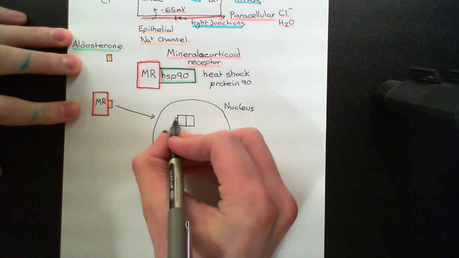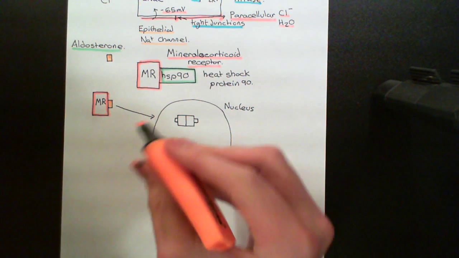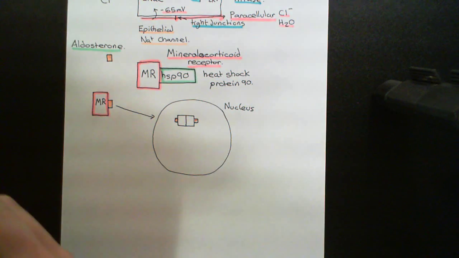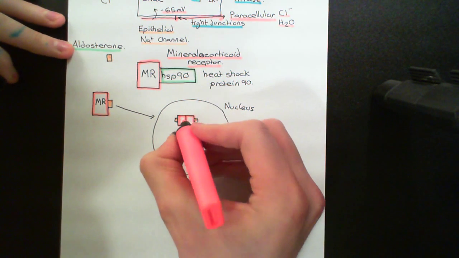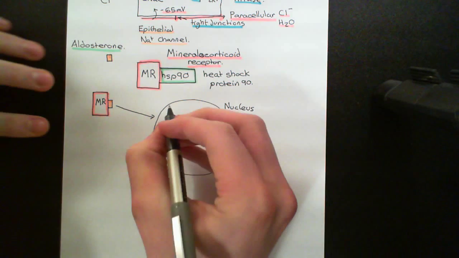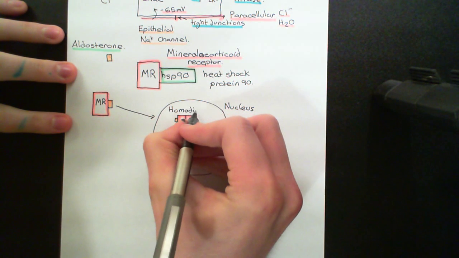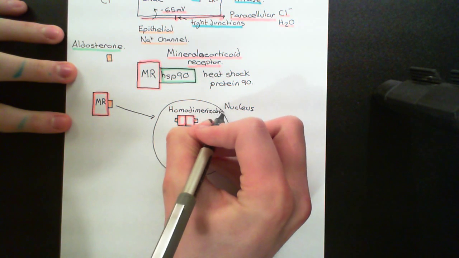So here are the two mineralocorticoid receptors, and here are their aldosterone molecules bound to them. So I'll colour in the aldosterone once again in orange here, and then here is the mineralocorticoid receptor in red. So you get homodimerization. So homo means same, dimerization means joining together of two things. So this is homodimerization once we've got into the nucleus.